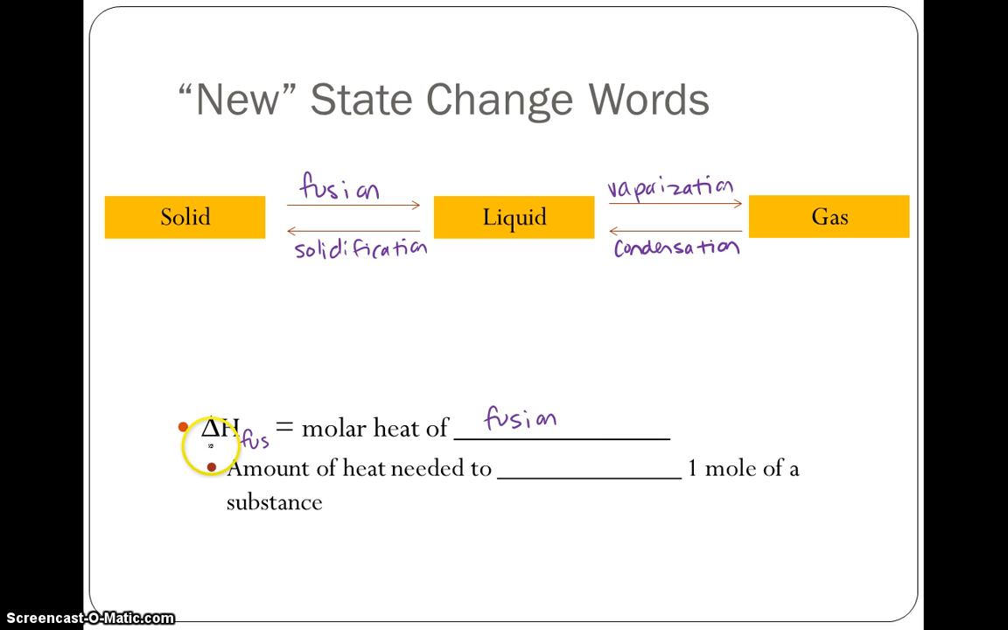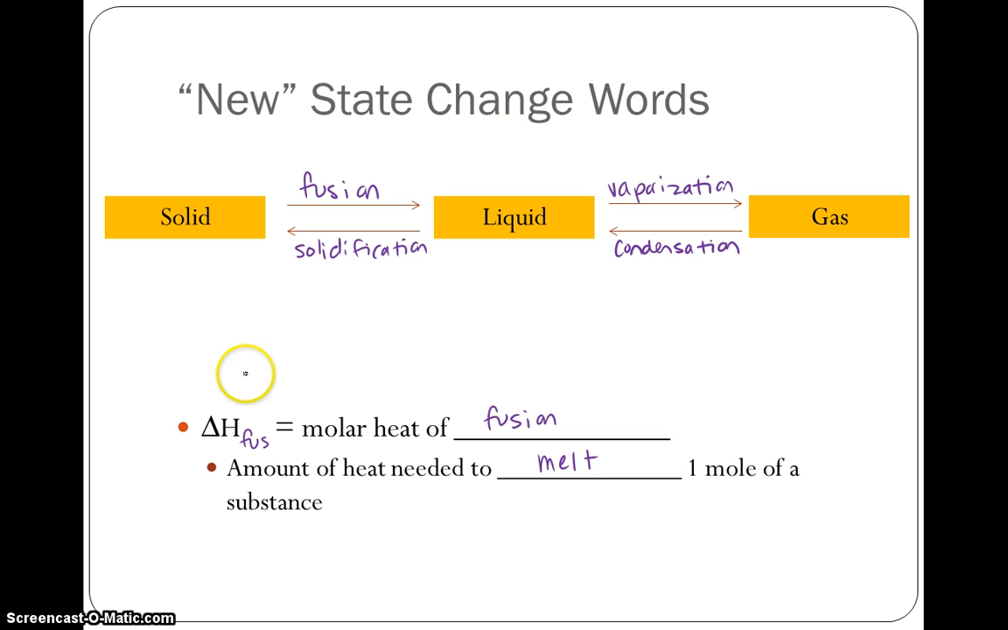All your delta H's are going to be defined as the amount of heat needed to do something to 1 mole of a substance. So if we're looking at fusion, we're going between the solid and the liquid. So the delta H of fusion is how much heat we need to melt 1 mole of that substance.